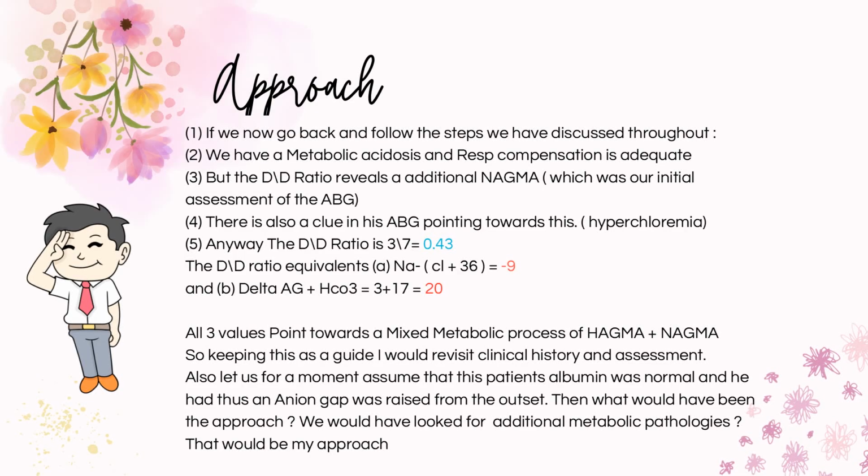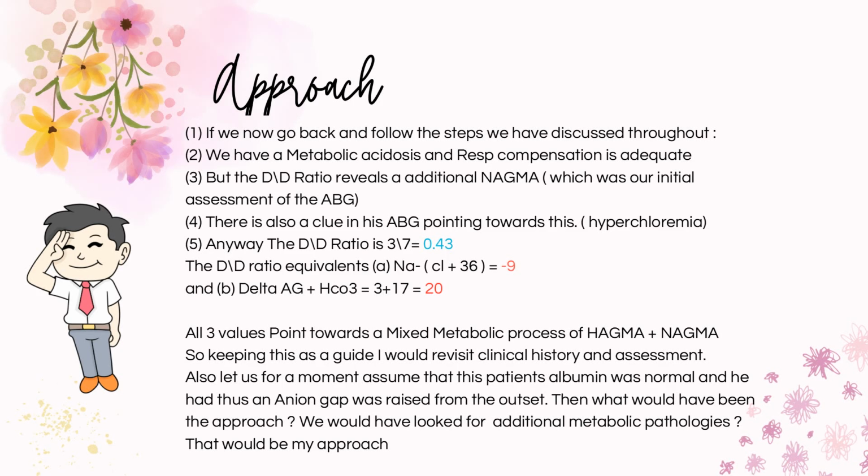Continuing from the previous slide, I respectfully say that I've got a slightly different assessment compared to what they mentioned. As to why that is and what that is, I would now explain. Now we've assessed that this patient's got a high anion gap metabolic acidosis. The next step would be to do the delta-delta ratio.